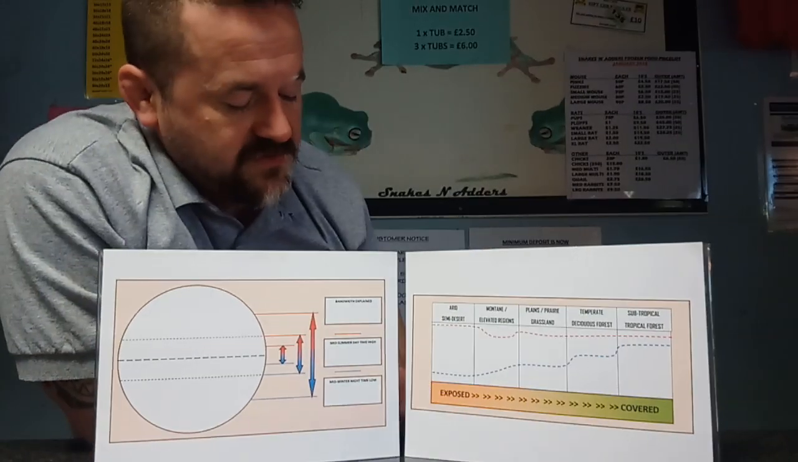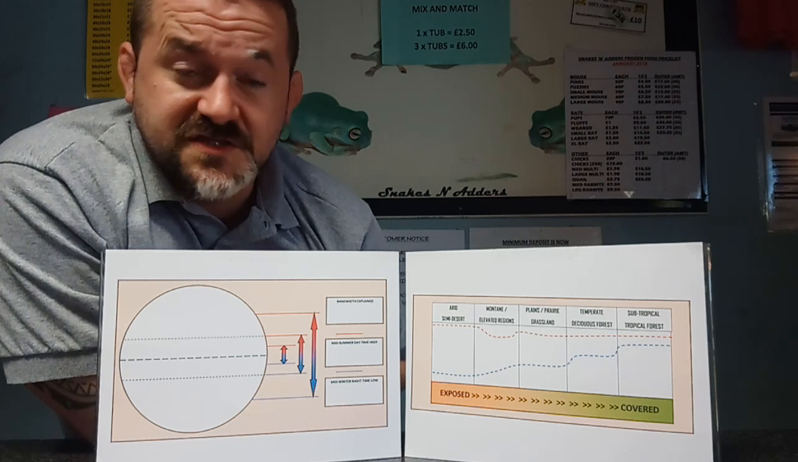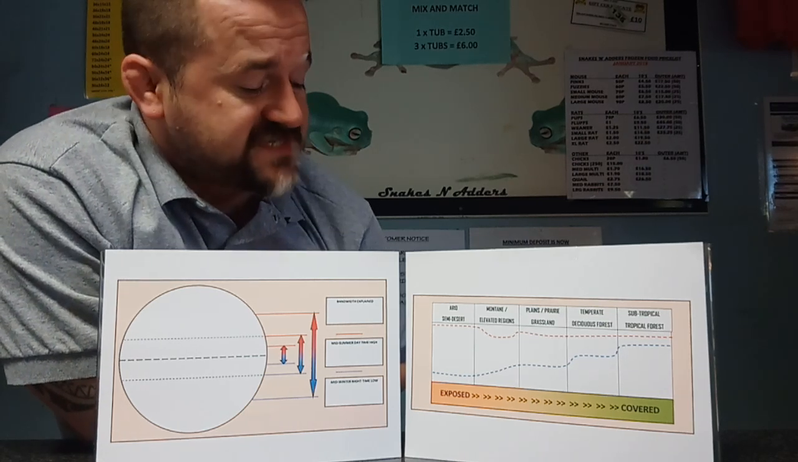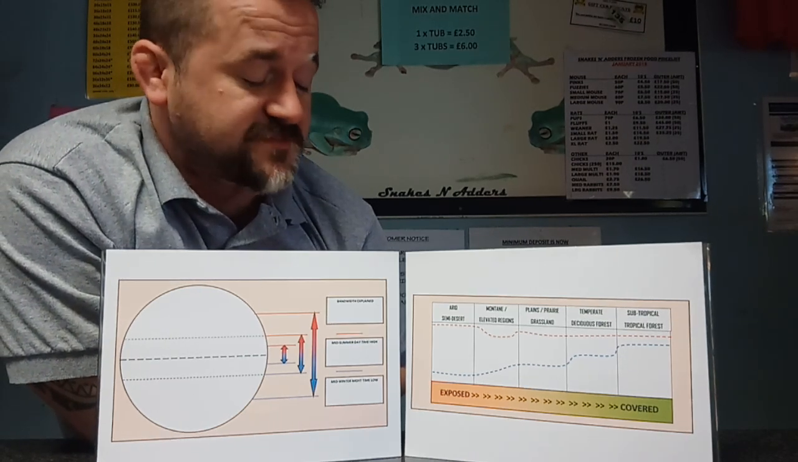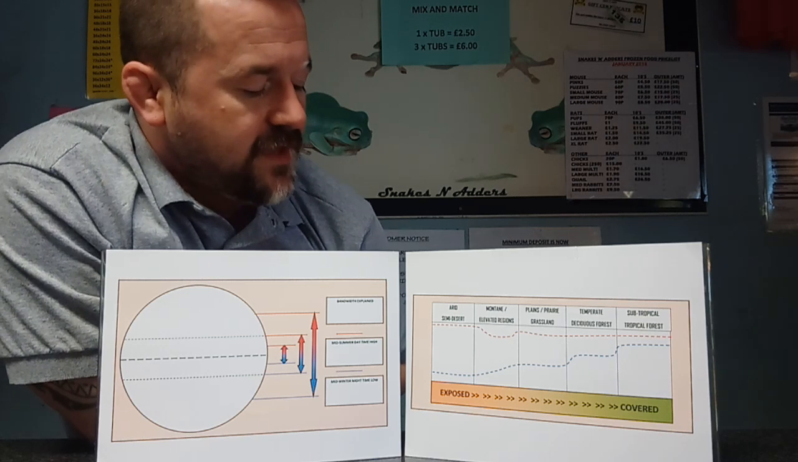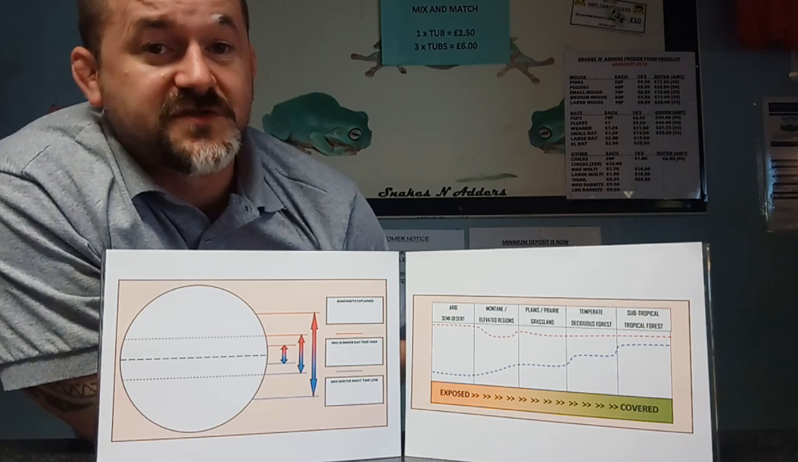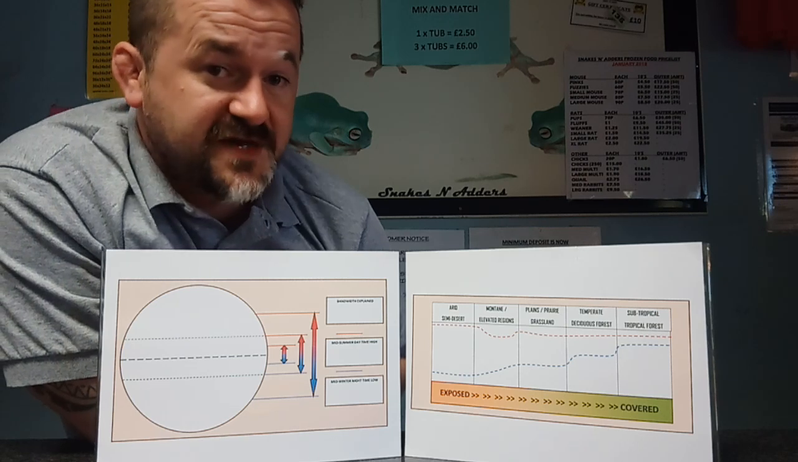So this exposure means that we've got to provide lots and lots of UV light for our lizards. Potentially we need to look at providing UV for some of the snakes that occur there as well. We need to be able to provide a gradient from hot to cool so that they can move away. They must be able to shuttle.